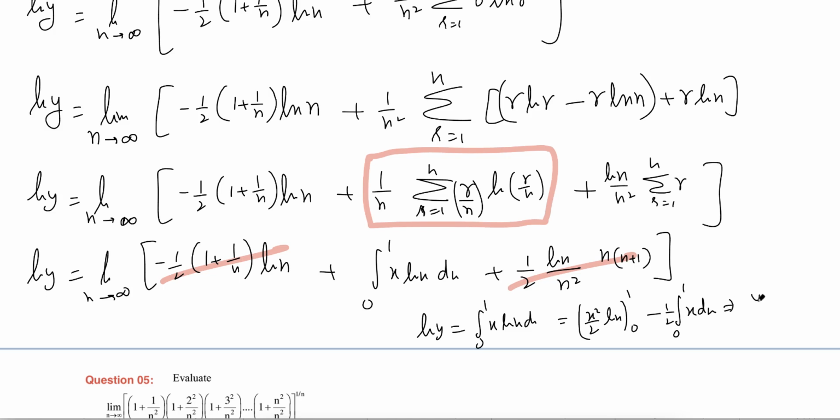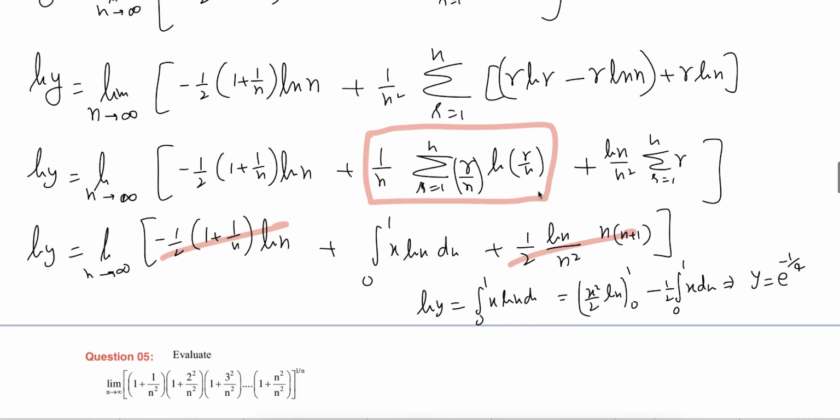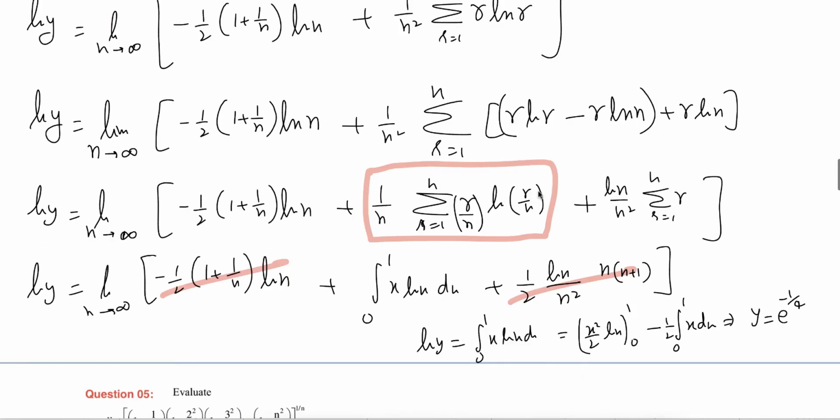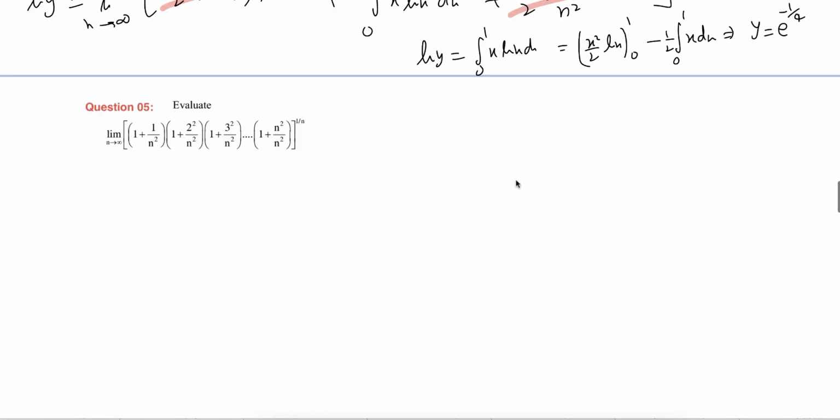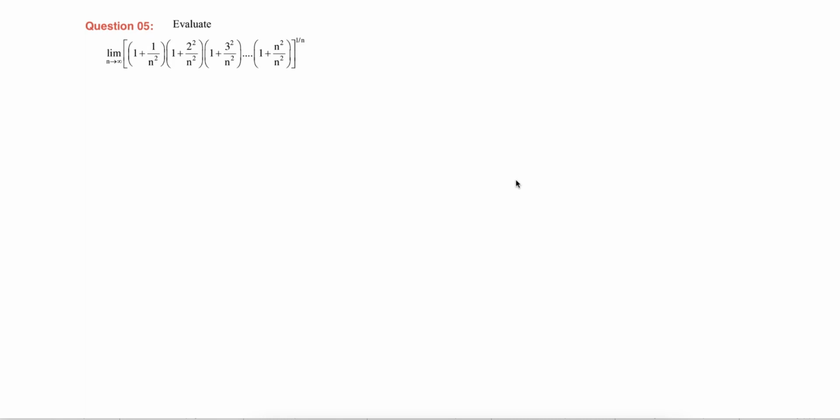So y equals e power minus 1 by 4, according to me, if I didn't make a calculation mistake. I think everything I did is correct. If anybody could not write any point, please move forward or backward, write it down, and check whether you understood every step or not.